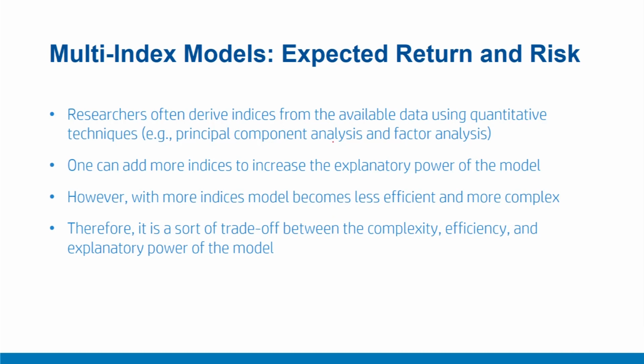Researchers often derive indices from the available data using quantitative techniques, for example, principal component analysis and factor analysis. One can add more and more indices to increase the explanatory power of the model. However, with more indices, the model becomes less efficient and more complex. So it's a trade-off between complexity, efficiency, and explanatory power of the model.